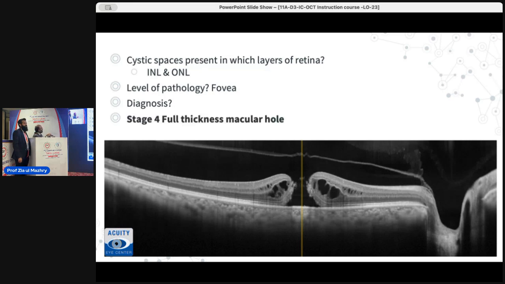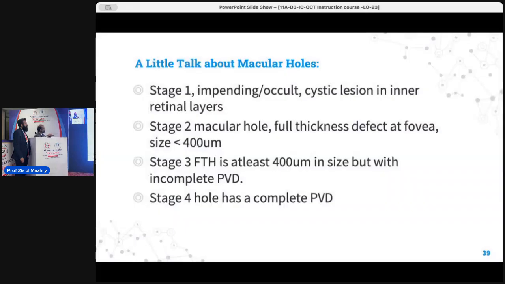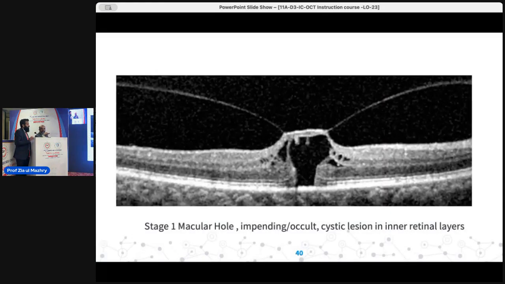स्टेज 4 फुल थिकनेस मैकुलर होल है। So it's a brief talk on macular holes, उनकी staging किस तरह करते हैं हम। जी क्या सवाल है? Is there a pathology? Yes, it is. Where is the pathology? Macular area. Macular area में which layers appear to be involved?